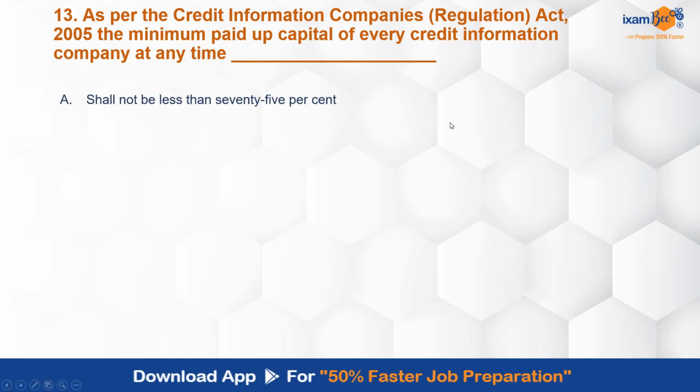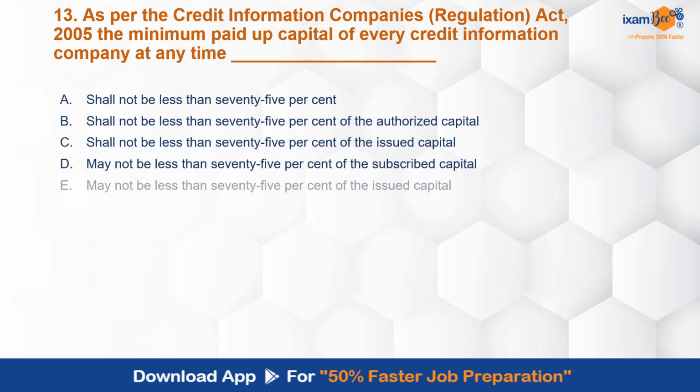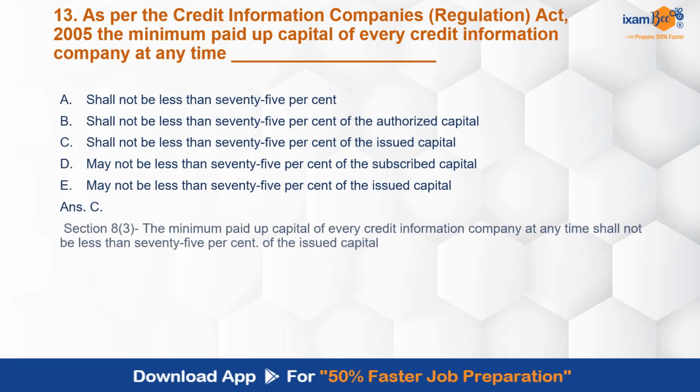As per the Credit Information Companies Regulation Act 2005, minimum paid-up capital of every credit information company at any time shall not be less than 75% of the authorized capital, shall not be less than 75% of the issued capital, may not be less than 75% of the subscribed capital, may not be less than 75% of the issued capital. Correct answer is C. Shall not be less than 75% of the issued capital. Section 8 clause 3 deals with the minimum paid up capital of every credit information company.